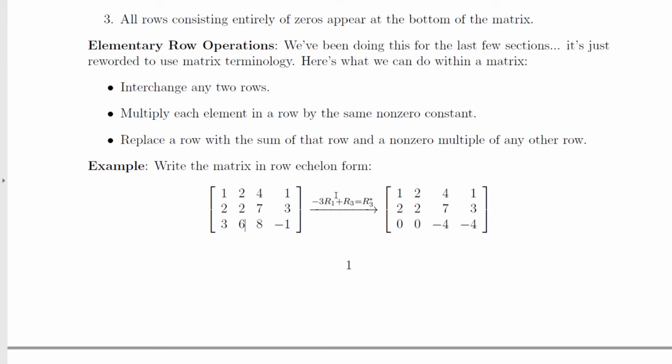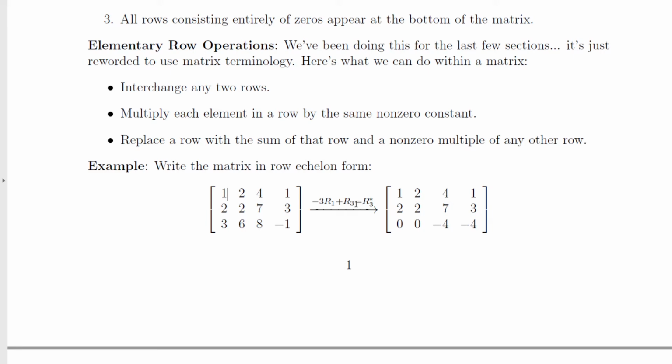So what happens? Negative 3 of this, so negative 3 plus 3 is going to be 0. Negative 3 times 2 is going to be negative 6. Plus 6 is also 0. Negative 3 times 4 is a negative 12. Negative 12 plus 8 is going to be a negative 4. Negative 3 times 1 is negative 3. Negative 3 minus 1 is going to be a negative 4.